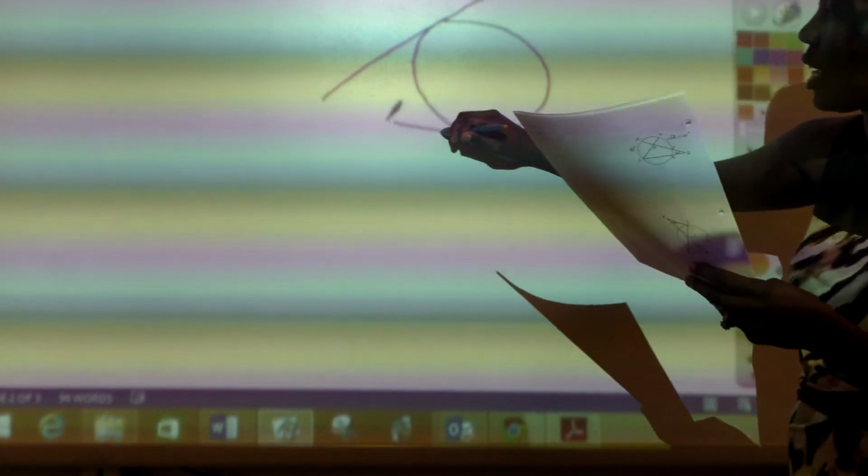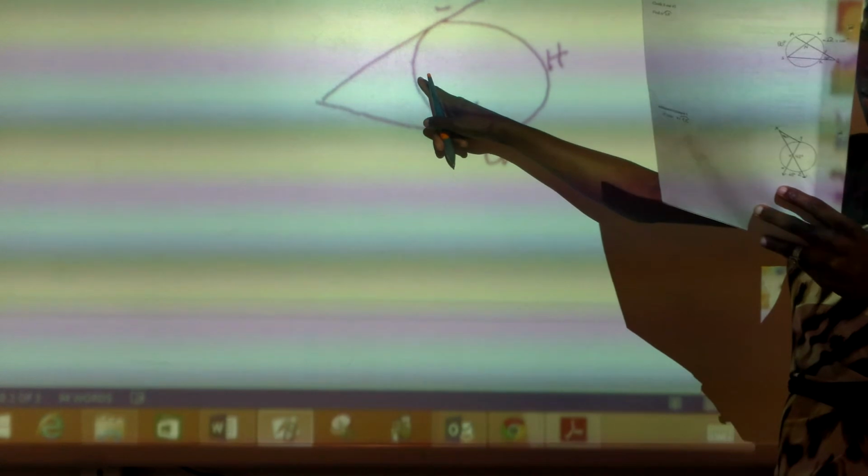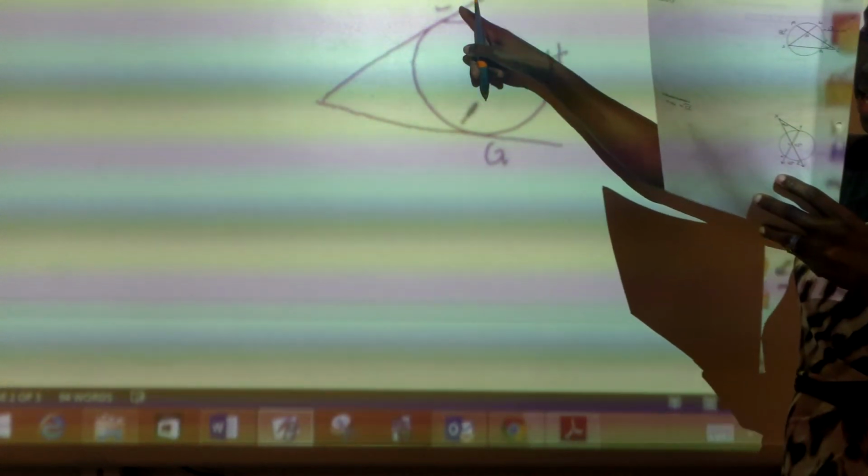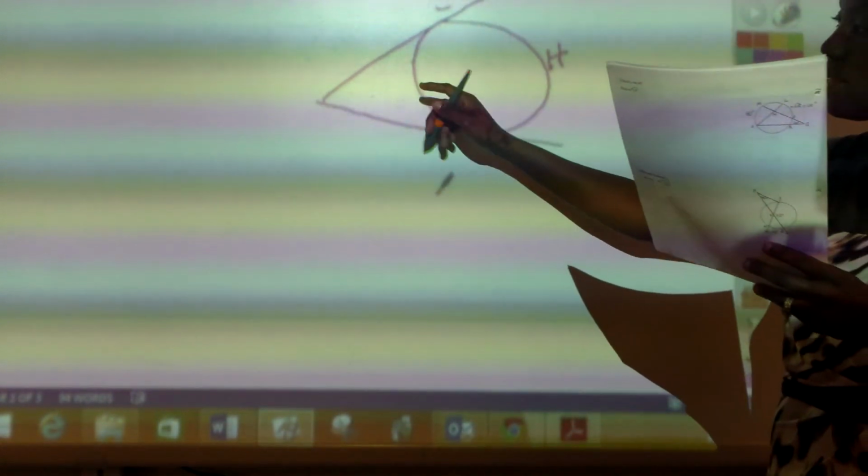is, remember we said it could be two tangents. So this would be an example of two tangents. And you would do the bigger arc, EHG, minus the smaller arc, which is EG. So this one minus this one will give you this angle.